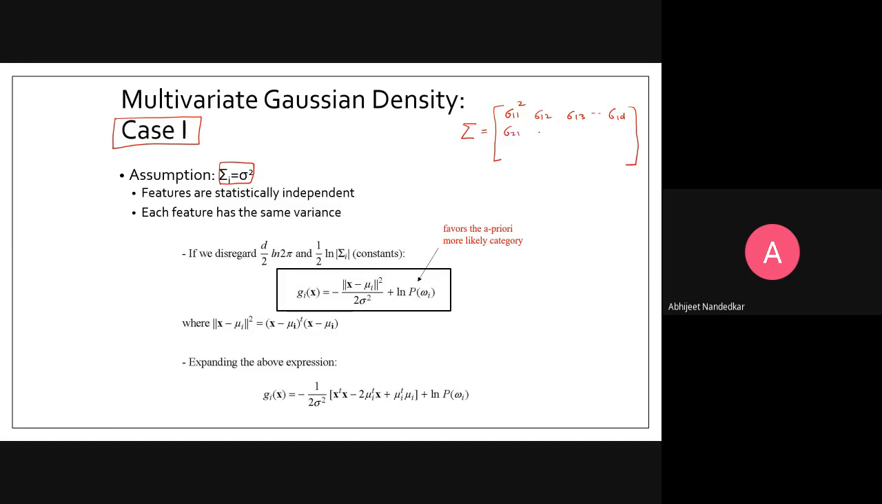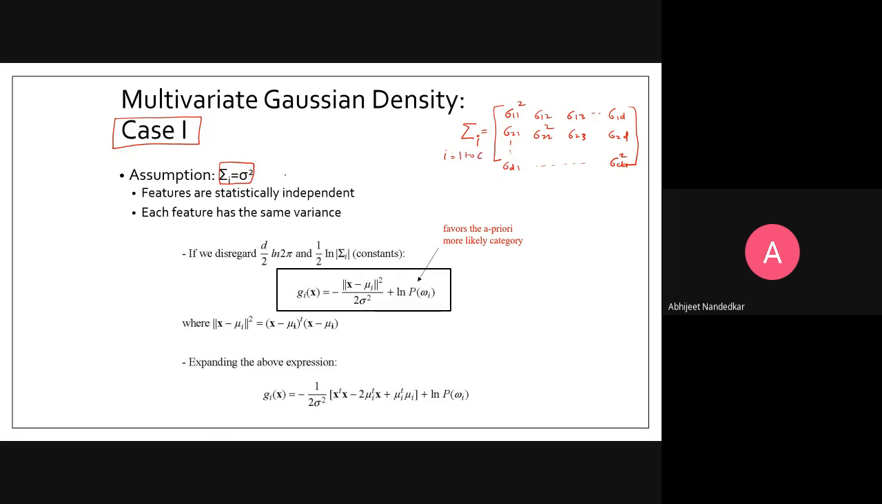This will be sigma 2 1, this will be sigma 2 2 square, this will be sigma 2 3, and this will be sigma 2d, and so on. So this will be sigma d1 up to sigma dd square. Now this is different for each class. So if I suffix here i, then i will be ranging from 1 to C.